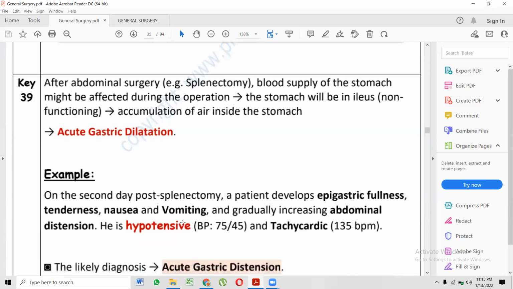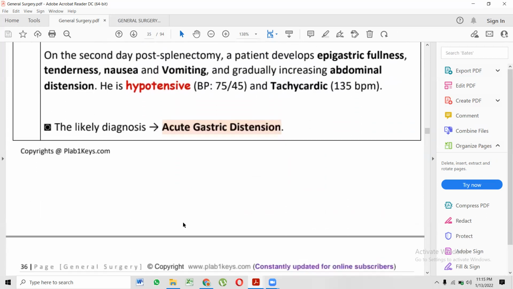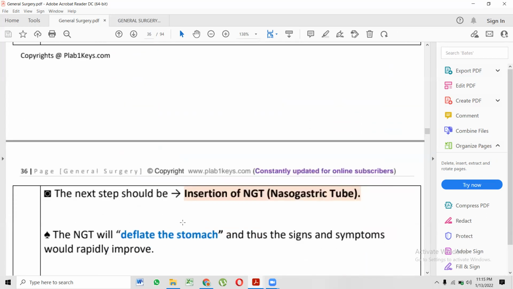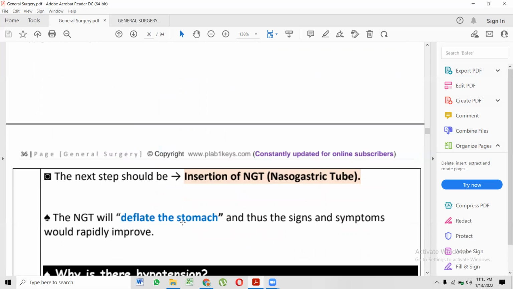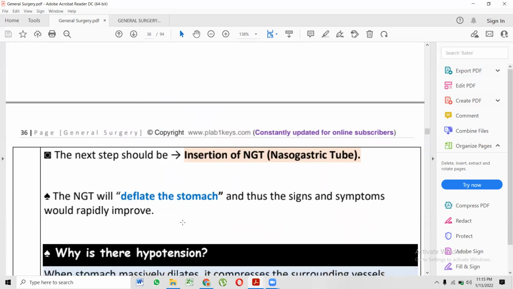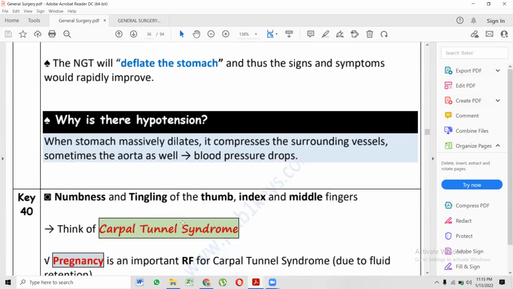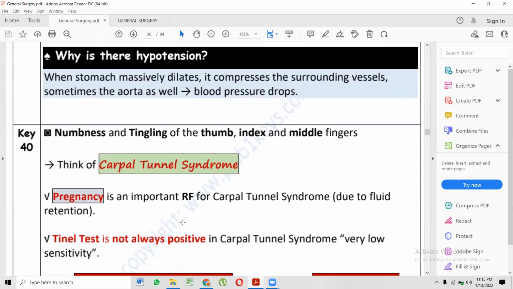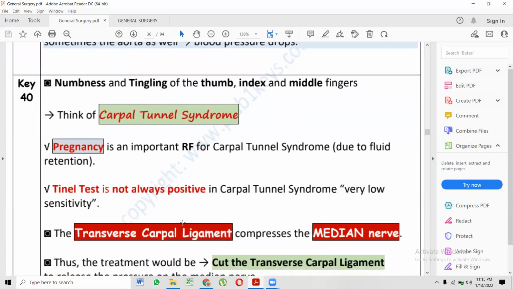What is the management of acute gastric dilatation or distension? IV fluids and NG tube. Insertion of an NG tube will deflate the stomach and it will resolve the signs and symptoms. The cause of hypotension in this case is that the distended stomach will compress the surrounding blood vessels and it will result in the blood pressure drop.